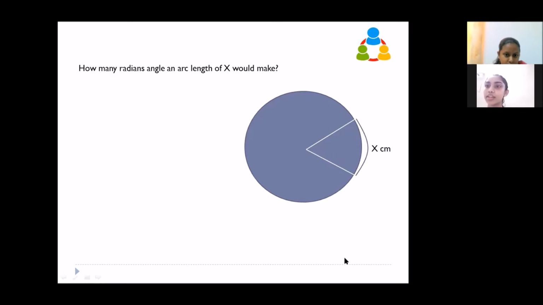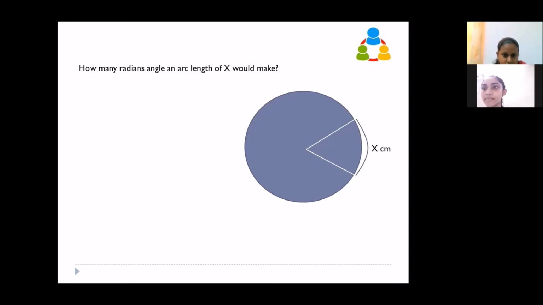X by R. Wow. Explain. If R centimeter is 1 radian, then 1 centimeter will be 1 by R. So x centimeter is x by R. What principle did you apply? Toffee math. That's it. See, there is no rocket science.